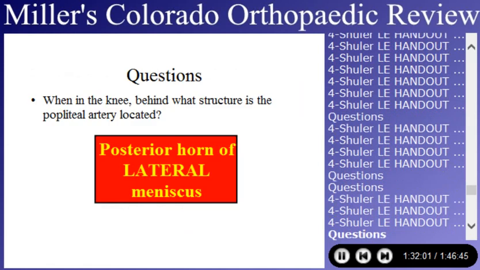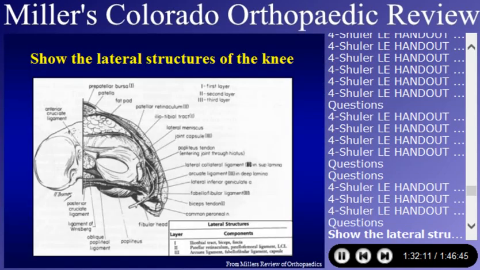When in the knee, behind what structure is the popliteal artery located? Particularly important for debridement or even repair of the posterior horn lateral meniscus. I have not seen a test question of recent origin on this. This used to be a big thing on knowing the structure of the knee. I just provided it for historic reasons and also so that you can find this out. On the lateral part of your knee, do not forget the popliteus is intra-articular and that this lateral inferior geniculate artery is a key testable item on that lateral portion of your knee.